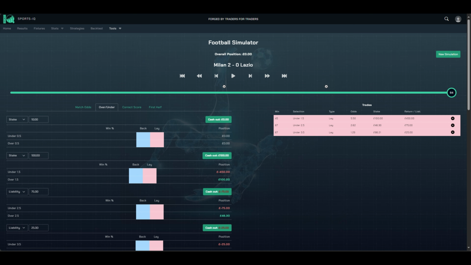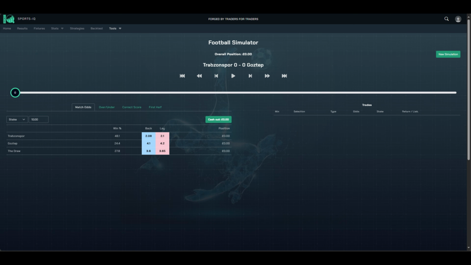So as you can see in this one, no further goals were scored, and we end the match with a scratch. Right, on to the next one.